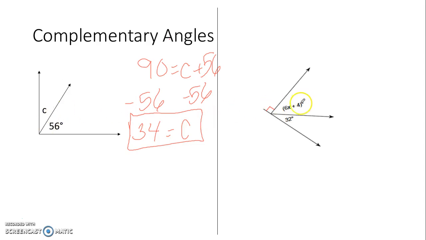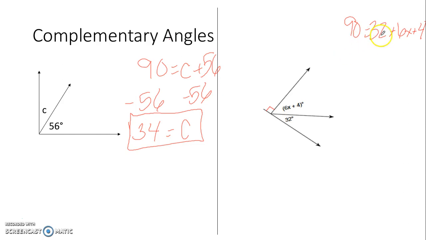Now let's take a look at this one right here. 6x plus 4 is one of the side lengths, 32 is the other, and we know from this box right here that this is a 90-degree angle. Okay, so let's take a look. 90 degrees is equal to 32 plus 6x plus 4. Okay, you see what I just did there? I added 6x plus 4 and 32 together. It doesn't matter which order they go in as long as they are being added together.